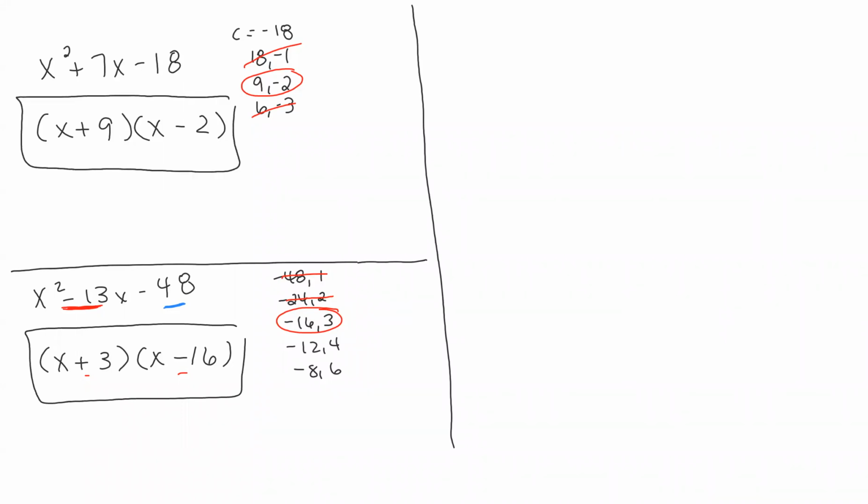Let's try two more. So let's say we have x squared plus x minus 30. So C is negative 30. That means we need factors with different signs. And the coefficient on x tells us what? So B, the coefficient of x, the sign on that tells us the sign of the larger factor. So these two factors that we're looking for have different signs, and we want the larger factor to be positive, okay?